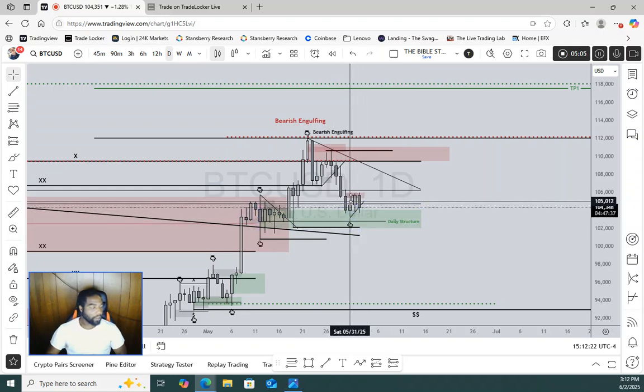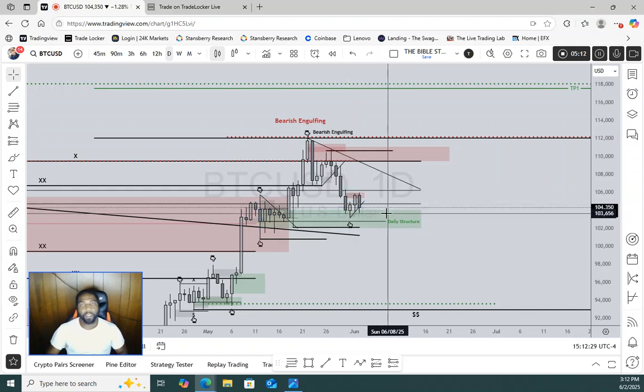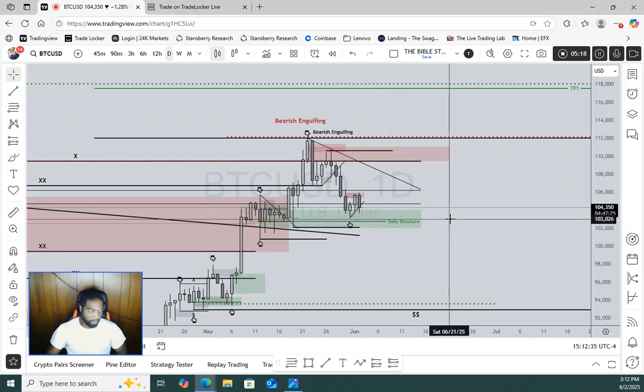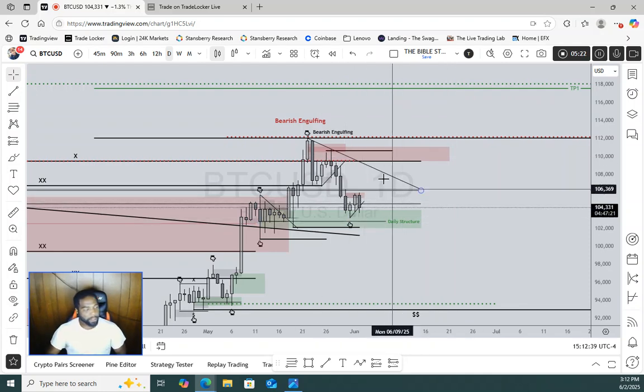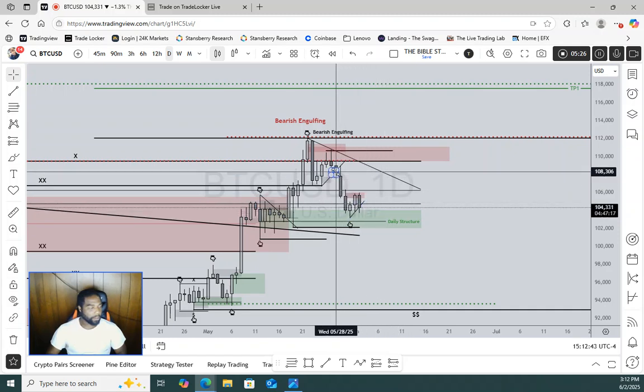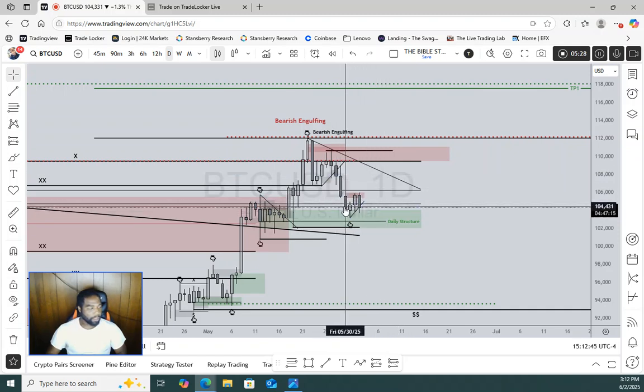And is this the signal for a continuation? You know what I mean? That would be your question upon price printing that. And then, of course, to get that answer, to determine what price is doing here on this daily. You know what I mean? But price encountered this, and then what?